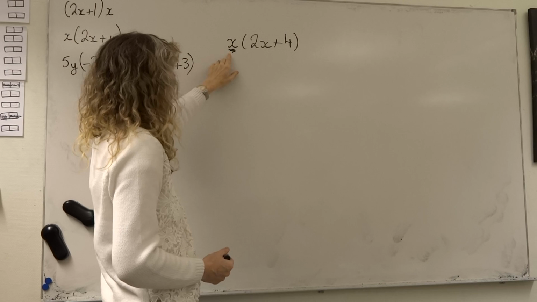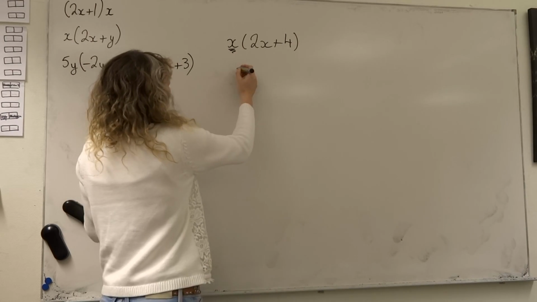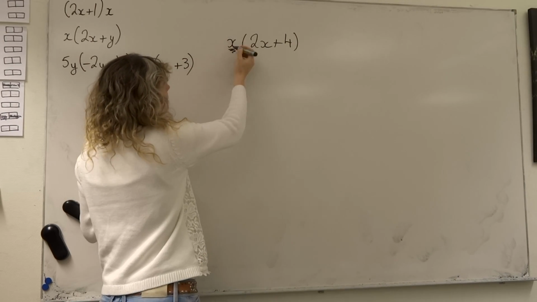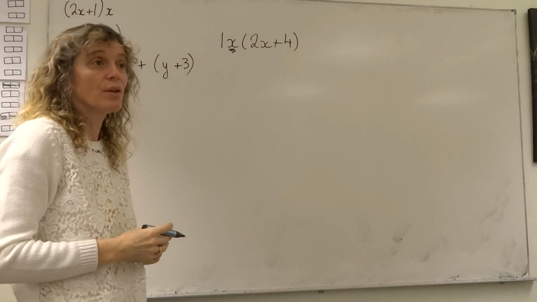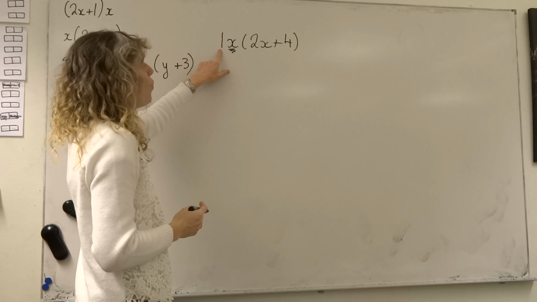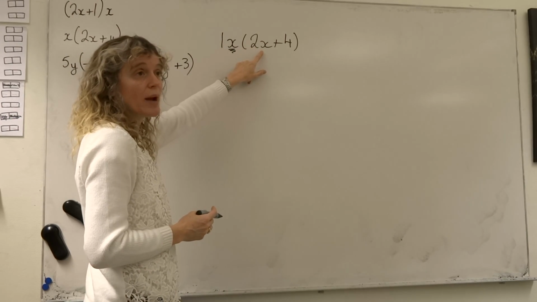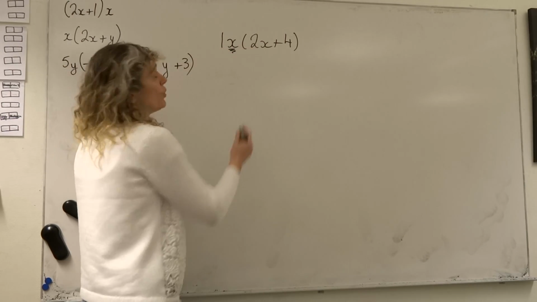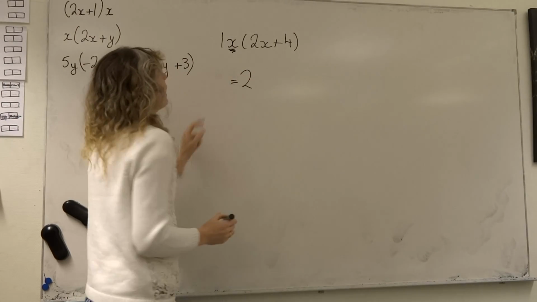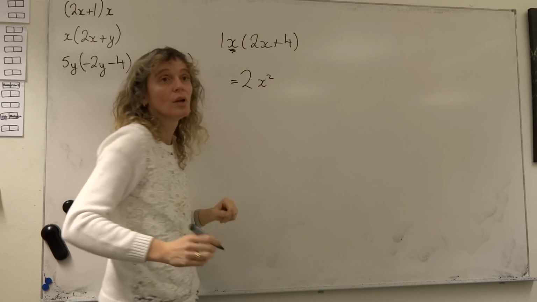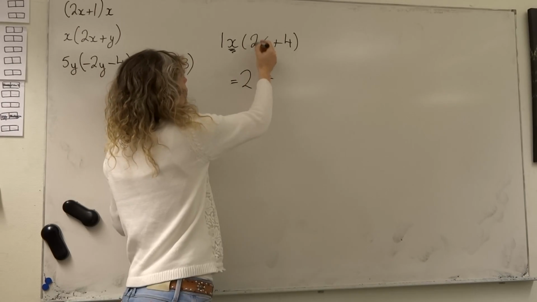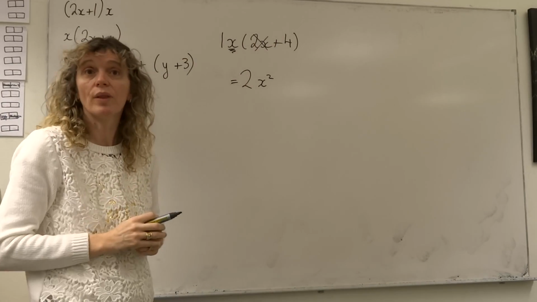Okay? So x times 2x would be, you've got to imagine that in front of this x there's actually a 1. I don't write it in. If there's no number there, it means it's a 1. So you've got 1x multiplied by 2x. 1 times 2 will give us 2. And x times x will give us x squared. You've now multiplied the first term, so you can ignore that now.